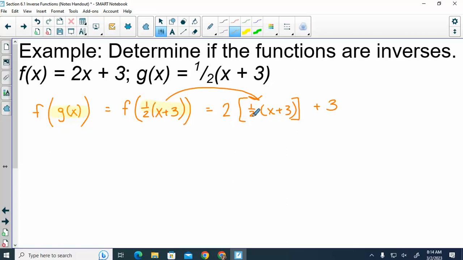3. So 2 times 1/2? 1. So I get x plus 3 plus 3, which is x plus 6. What does that tell me? To be inverses, both of them have to be x. If one of them is not, you don't even have to check the other. You can just say these are not inverses.